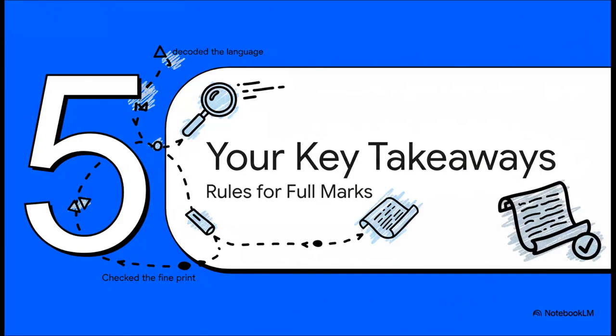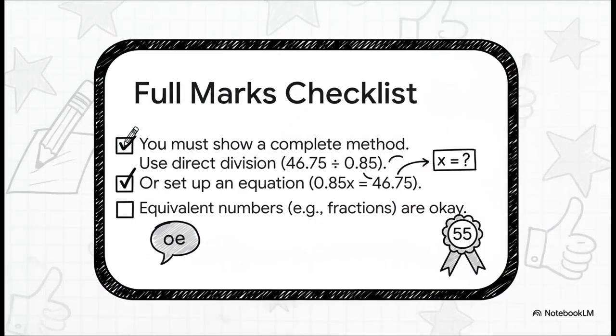Okay, we have decoded the language, we've explored the different paths, and we've checked the fine print. Let's wrap all this up with the key rules for getting full marks on this specific question. Here it is, your checklist for success. Rule number 1. The big one, you must show a complete method. That can be the direct division, or it can be by setting up the equation. Remember, you've got flexibility with or equivalent numbers. Nail the method, then get the final answer of 55. And those marks are yours.